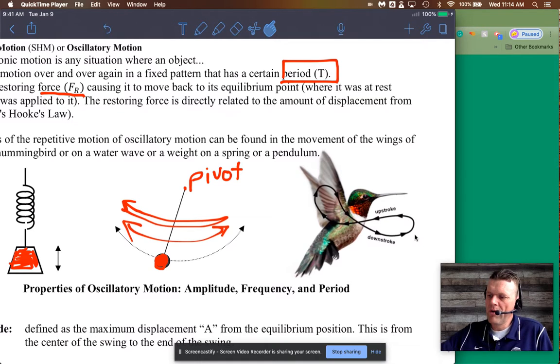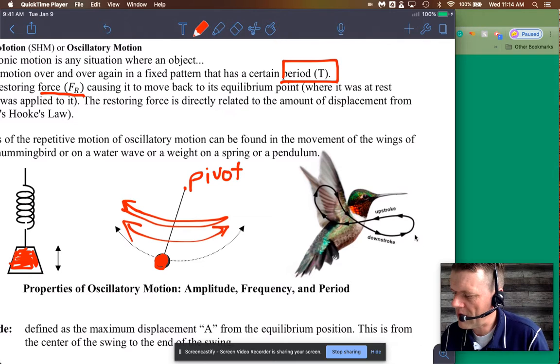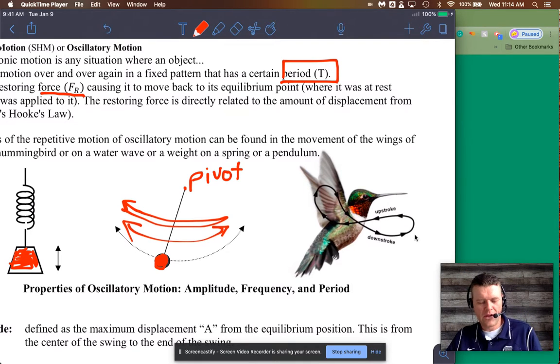But the point is that there's a very complex movement of the wing, but it repeats itself. And hummingbirds and bees and all these other flying animals can do this pattern hundreds of times a second.